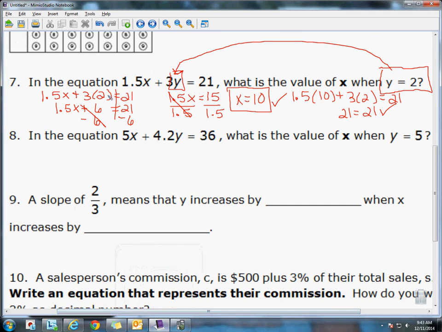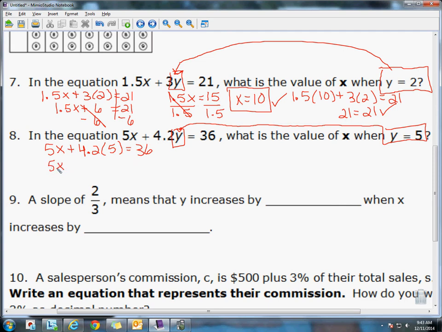Okay, number 8, in the equation 5x plus 4.2y is equal to 36, what is the value of x when y is equal to 5? So again, we're given y, so we're going to plug that in all the way over here for y, and then solve for x. So we have 5x plus 4.2 times my y is 5, is equal to 36.